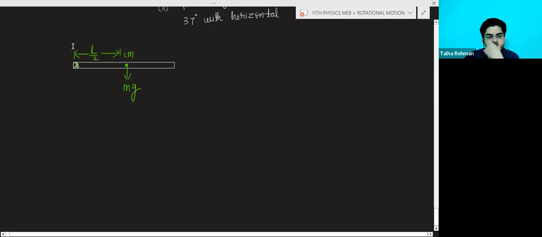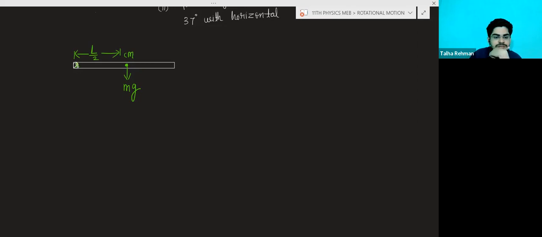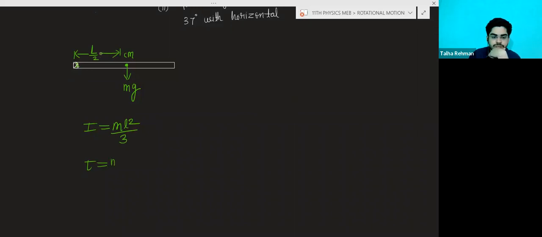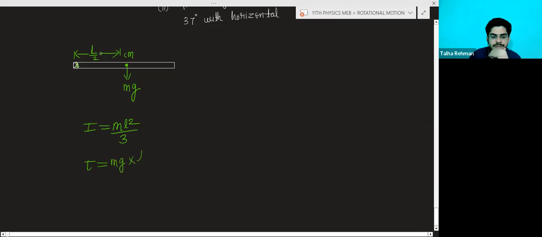And what will be the moment of inertia about this axis? About this axis, the moment of inertia will be mL square divided by 3. Now you can find the torque about this axis. Torque about this axis will be force into perpendicular distance, meaning mg into L by 2.